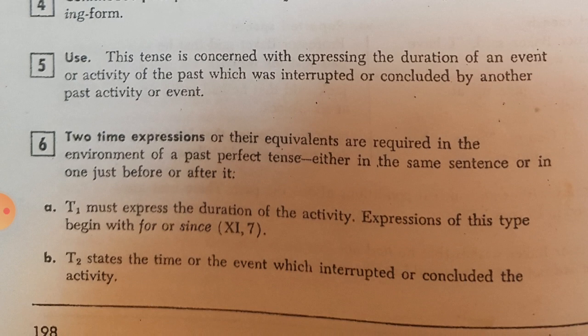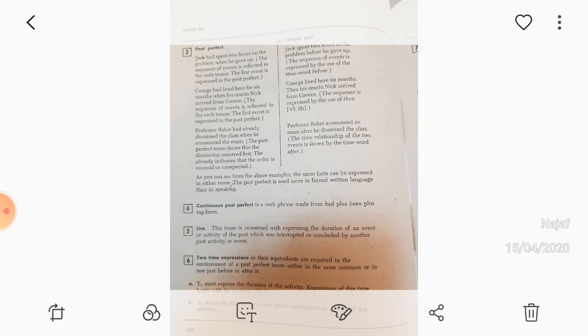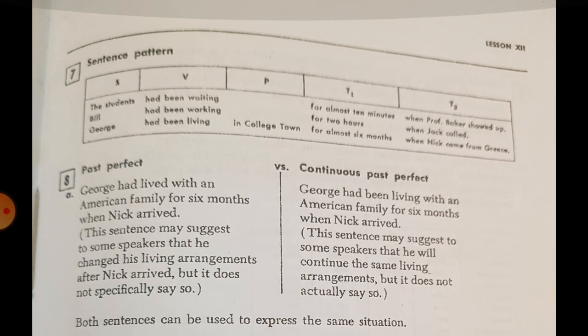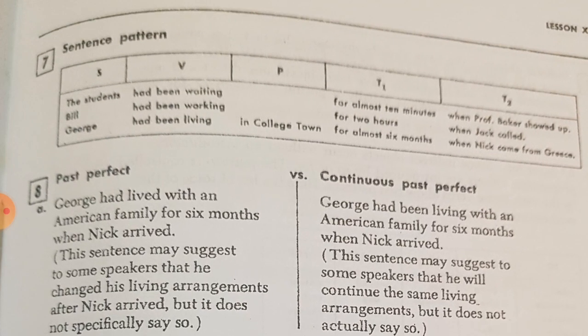Let's see the examples. See. The students had been waiting for almost 10 minutes when Professor Baker showed up.